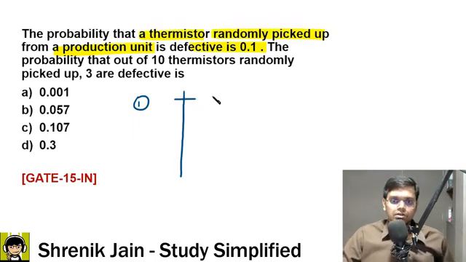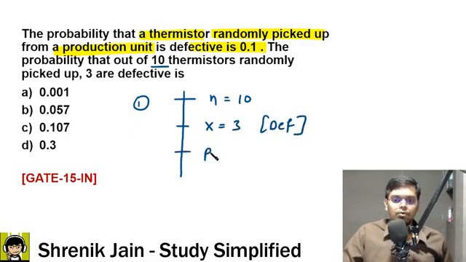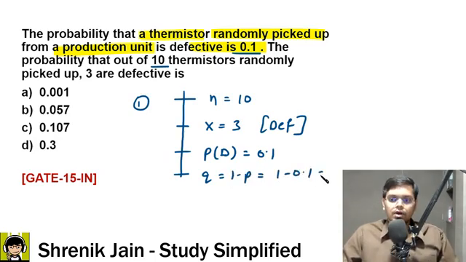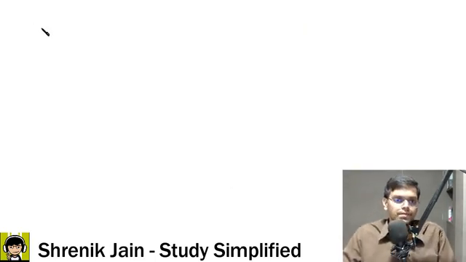Nevertheless, as you can see here, the number of trials, we are picking up 10 thermistors. Among that, our requirement is 3 defective, and then the probability of defective for 1 trial, for 1 thermistor, it is 0.1. So Q would be 1 minus P, which is 1 minus 0.1, that is 0.9. Okay, so as per the binomial distribution, now you can proceed as per the BD.